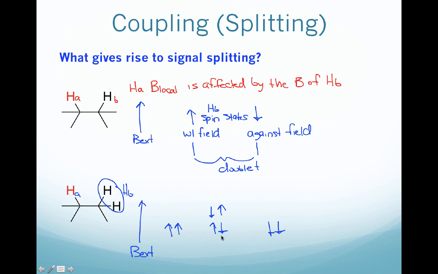So probability-wise, we have essentially 2 to 1 to 1, and this gives rise to a triplet. The triplet has this ratio of the center peak being twice the height of the two outer peaks, and that is what gives rise to that signal. And if we do our n+1 rule, we have 2 plus 1, which gives us our triplet.